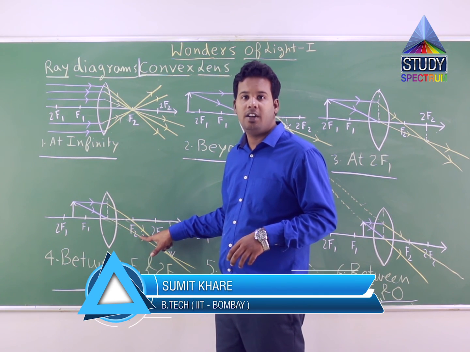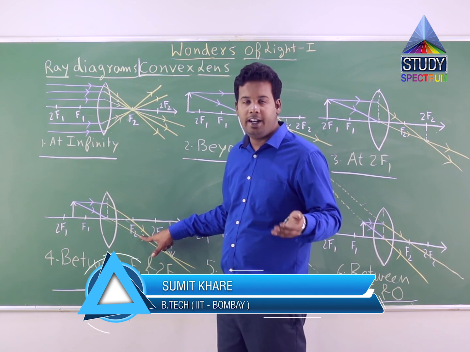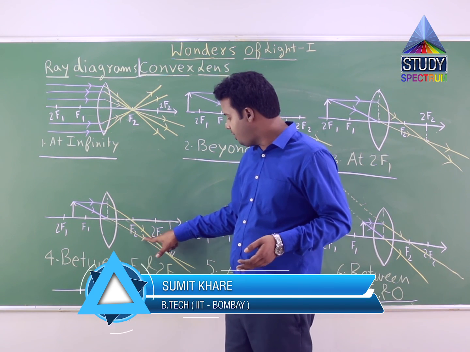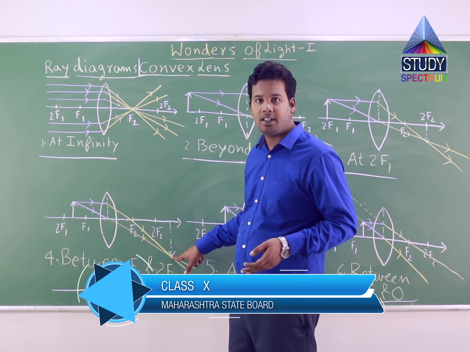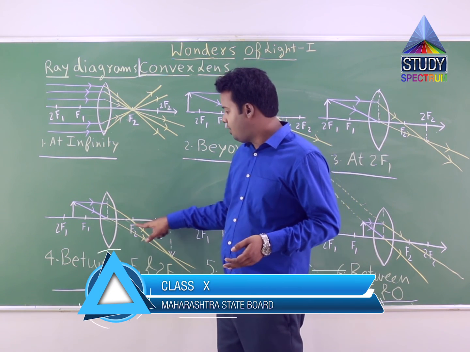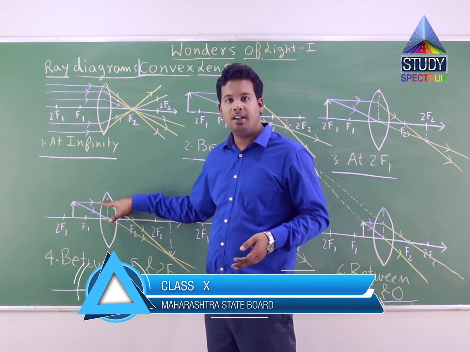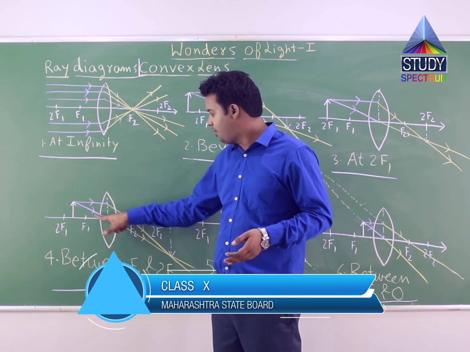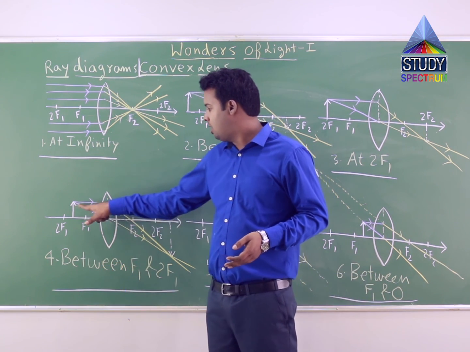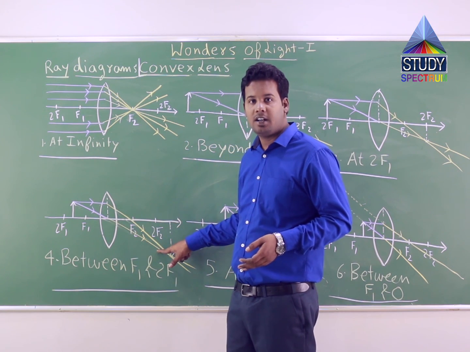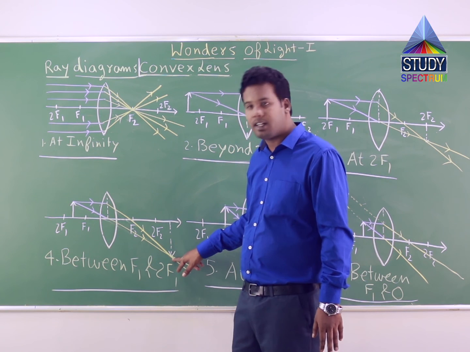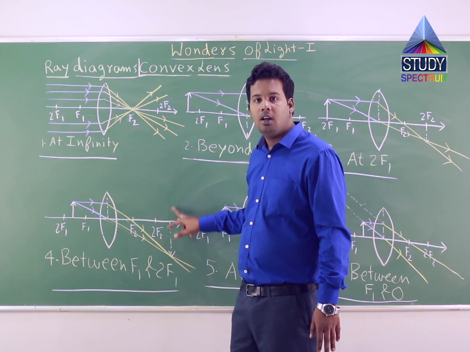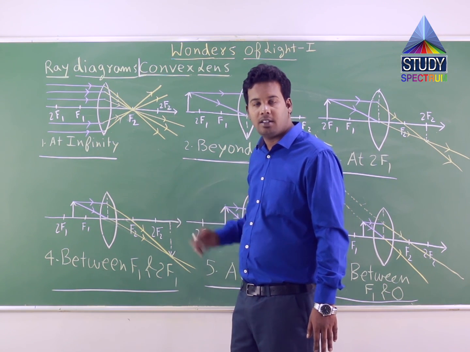And by rule number 2, if the incident ray passes through this optical center, it should not undergo any bending or deviation from its path. The point where these two refracted rays will intersect, which refracted rays? One refracted ray coming from the incident ray parallel to principal axis, and one ray coming from the incident ray passing through this optical center, which is not undergoing any deviation. The point where they intersect is the point where the image will be formed.